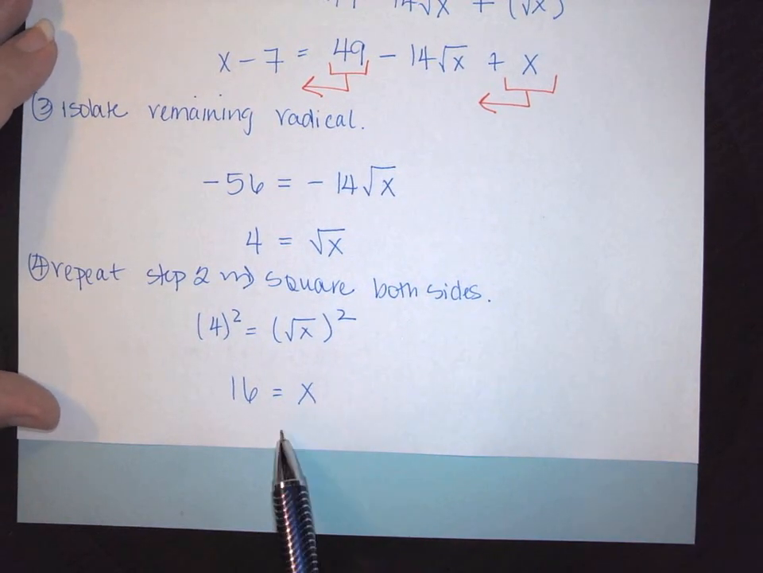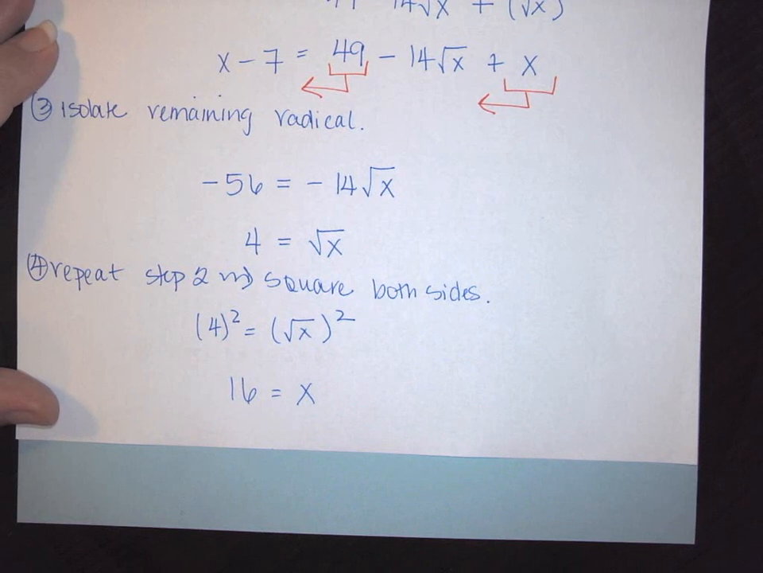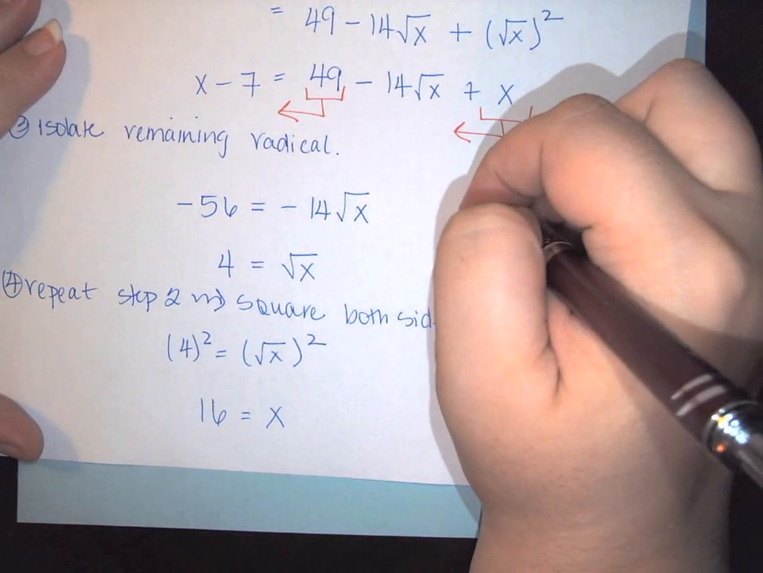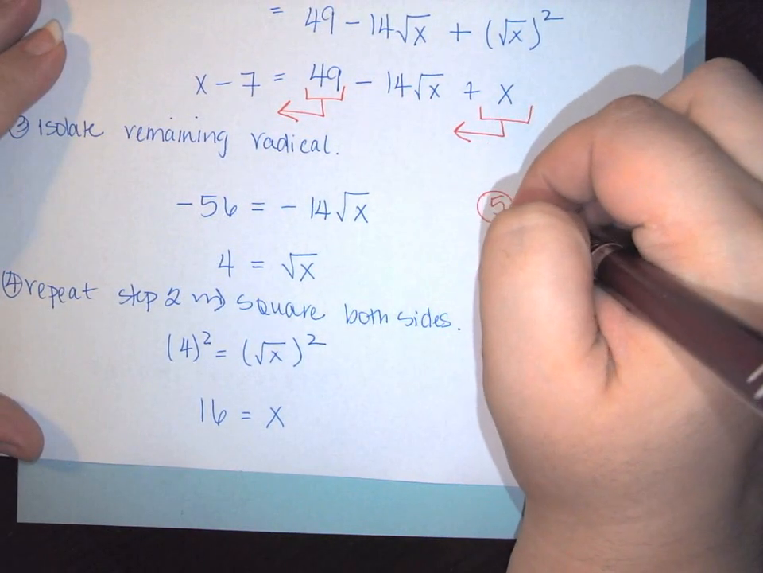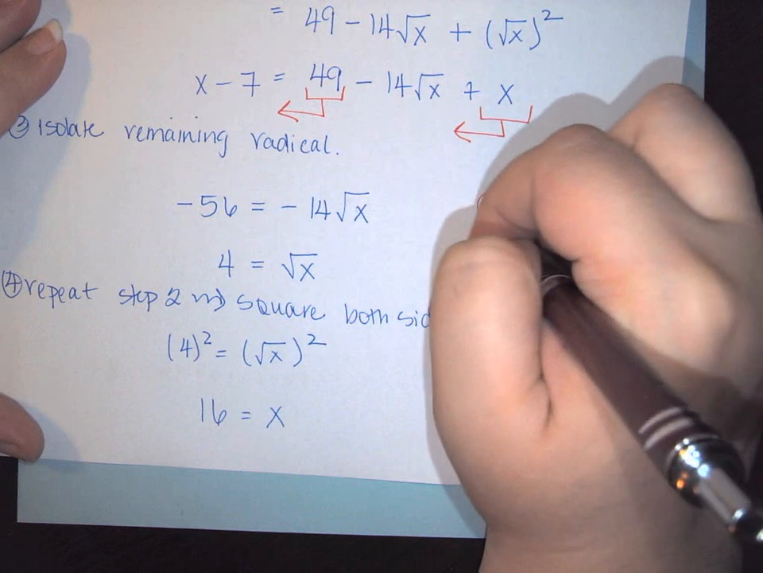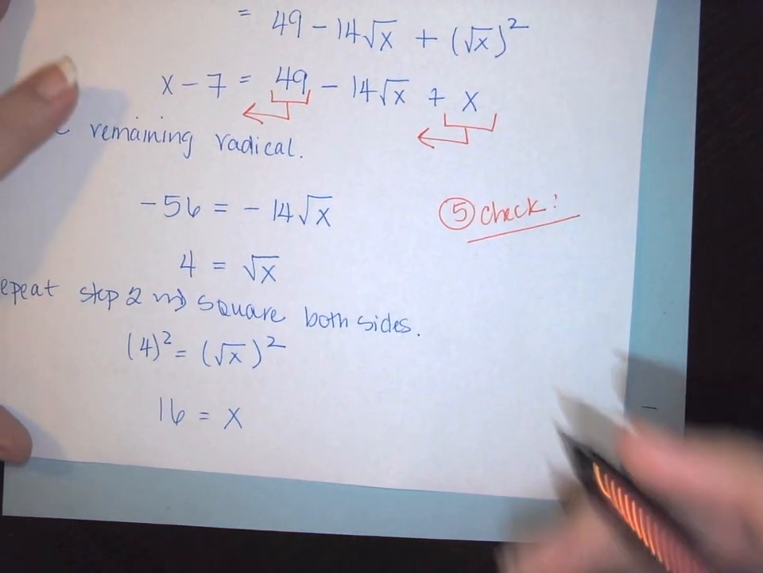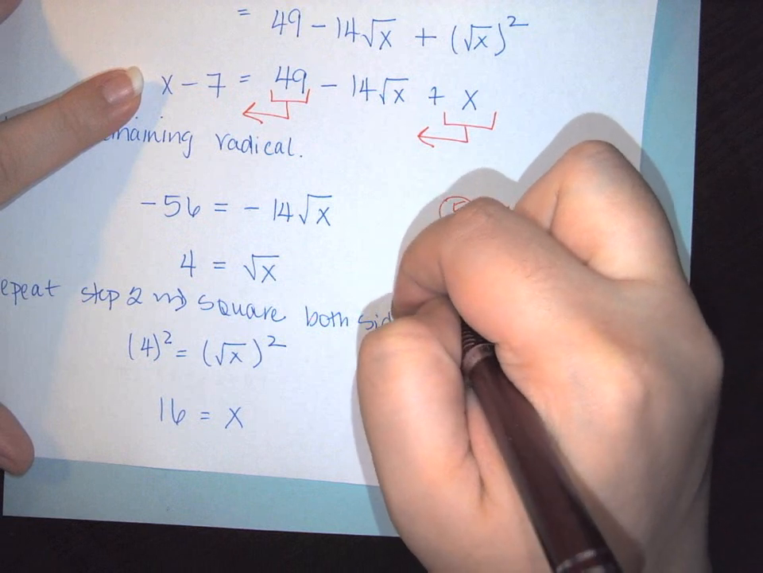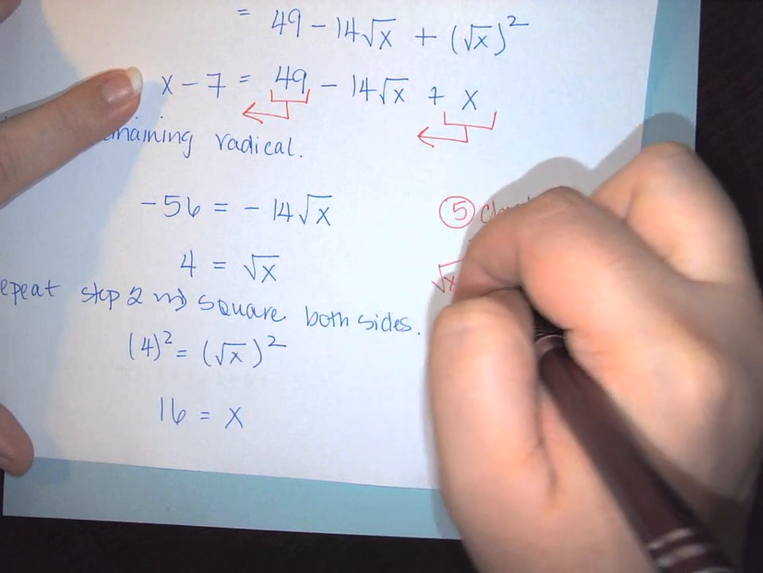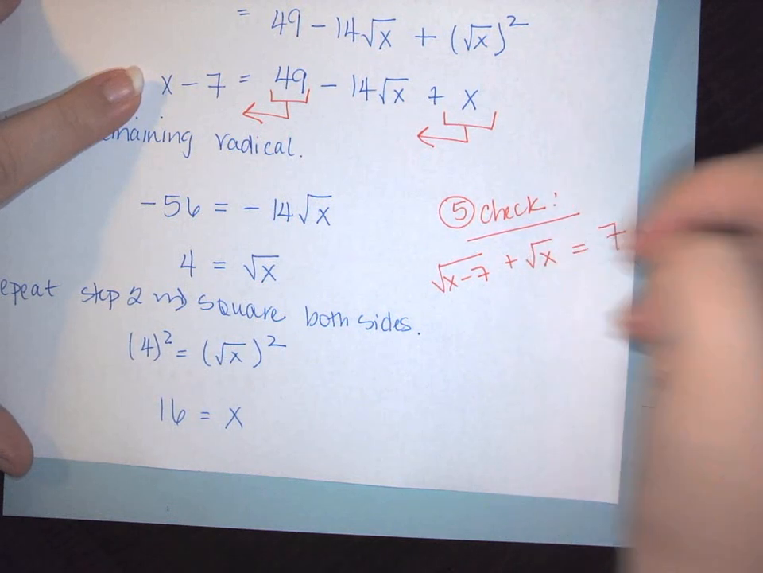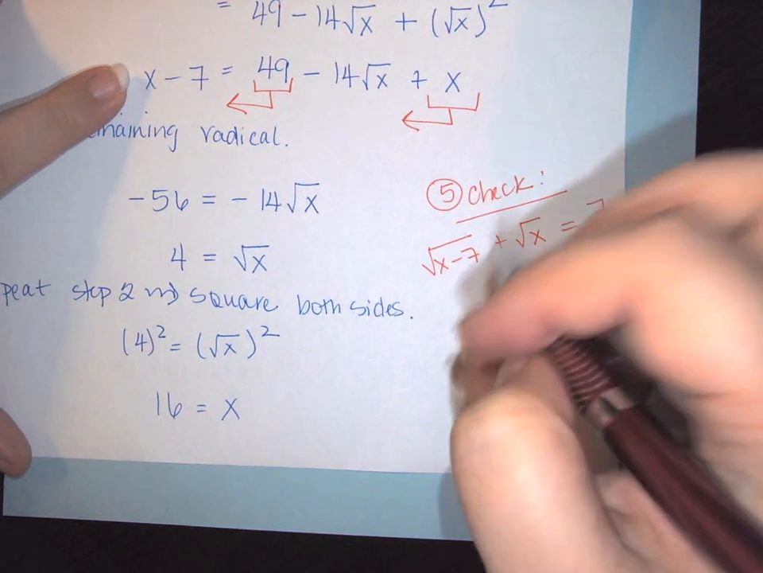Now one thing you always want to do when you find a solution is it's usually a good idea to check that solution. So the last thing that you're going to do here is check it. And checking simply says you go all the way back to the problem in the beginning. So we had the square root of x minus 7 plus the square root of x should equal 7. We're going to plug in 16.